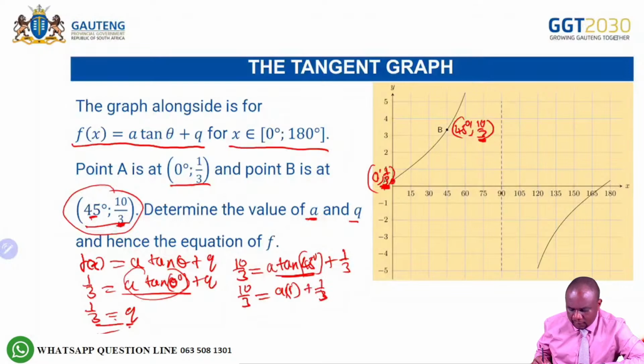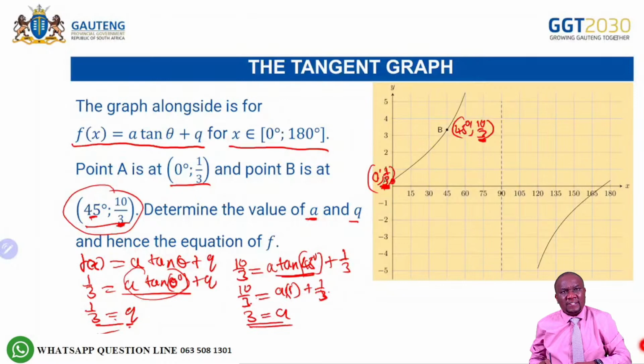Okay? Right? And then what do we do? We can subtract 1 over 3 from both sides of the equation. It becomes 10 over 3 minus 1 over 3 is 9 over 3, which is 3. 3 is equal to a. Right? Do you see that? So now it means the graph is shifted upwards by what? By 1 over 3 units.